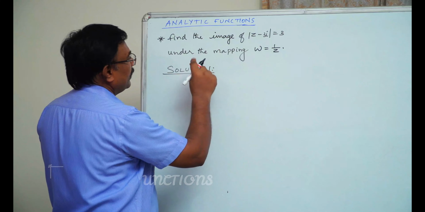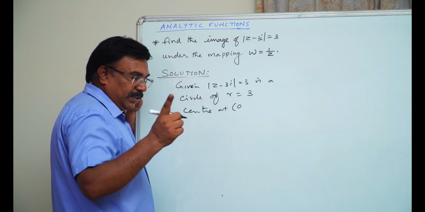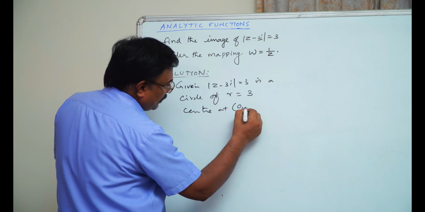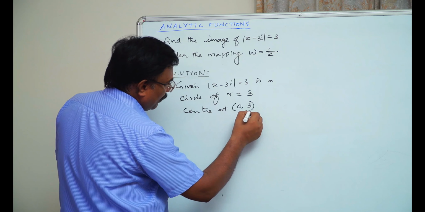So listen, given modulus of z minus 3i equal to 3 is a circle of radius 3. Z minus 3i means this is actually an imaginary part, there is no real part here. So x is usually represented by real part, y is for imaginary part. Minus 3i means we have to put plus 3 here. This is center at 0 comma 3, radius is 3.